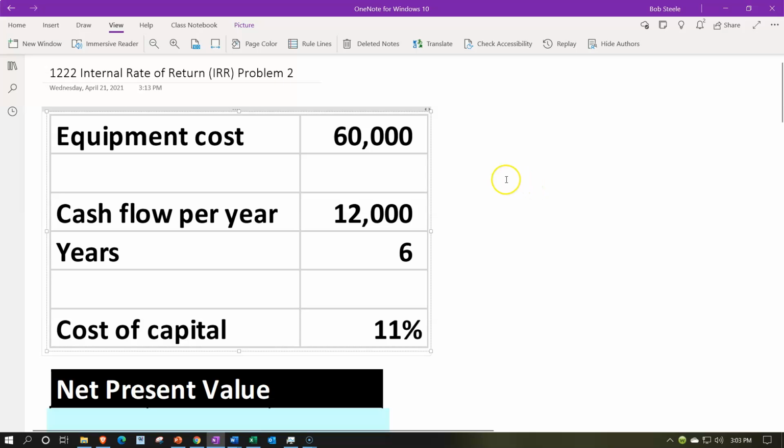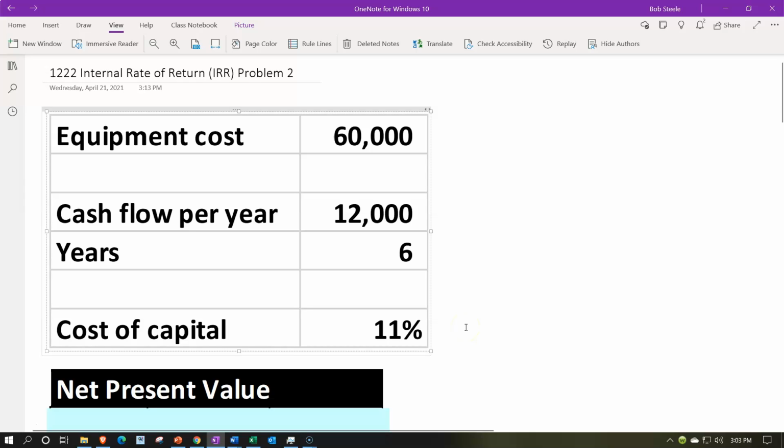So we're going to say the initial investment we're putting down, in this case equipment, is $60,000. Cash flows per year, we're going to say there's an even cash flow per year, $12,000 for 6 years that we're going to be getting into the future. The cost of capital is 11%.